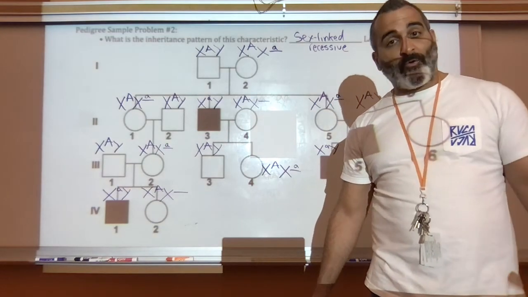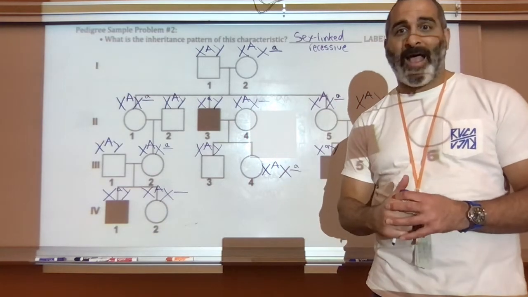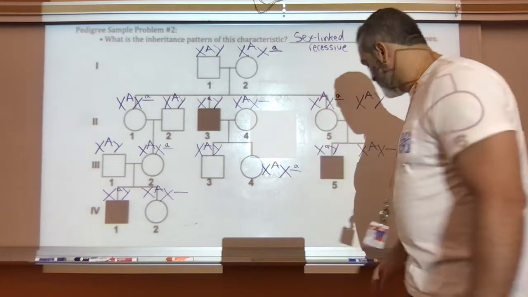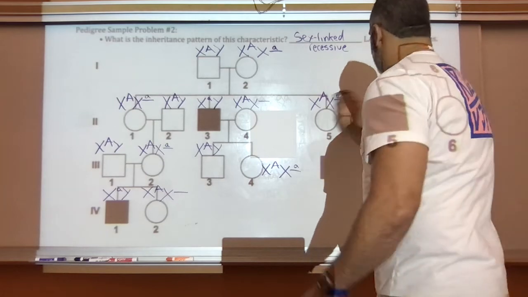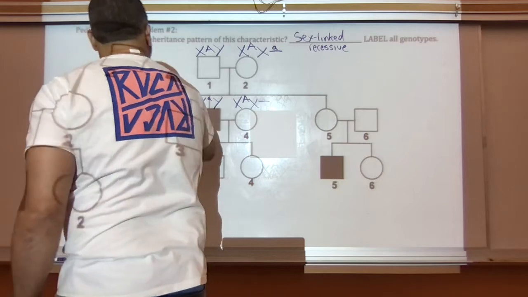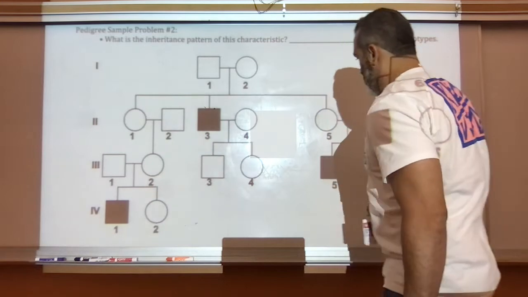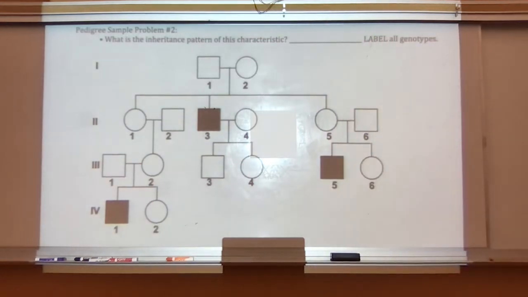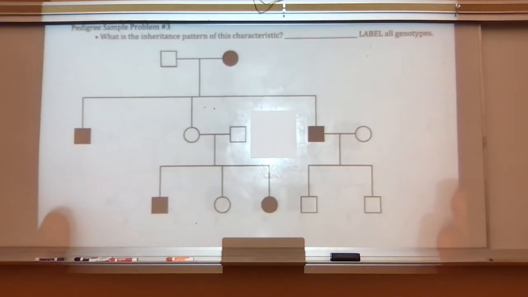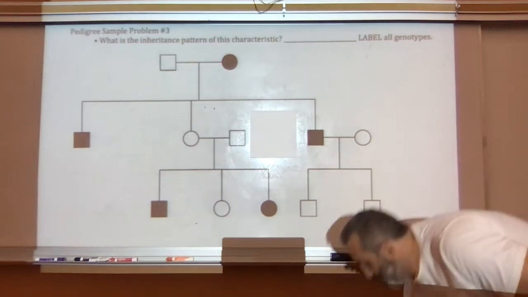Okay, so remember the rules. If you can't prove sex linked wrong, guess what? You have sex linked, and that's what happened with this problem. Okay, now let's try sample problem 3. Okay, here we go. Let's do sample problem number 3.